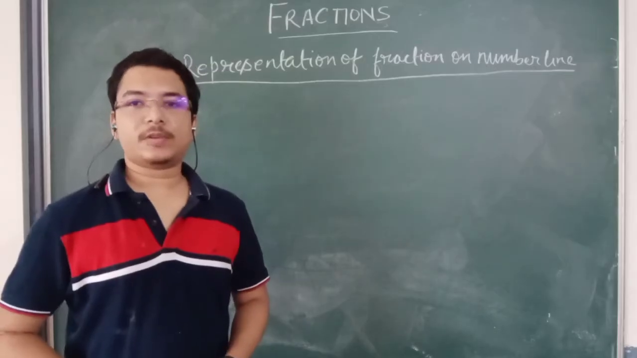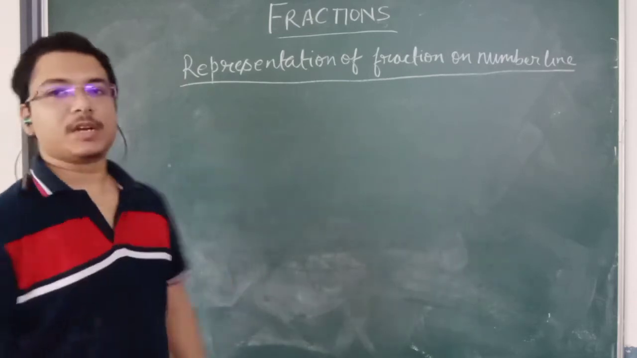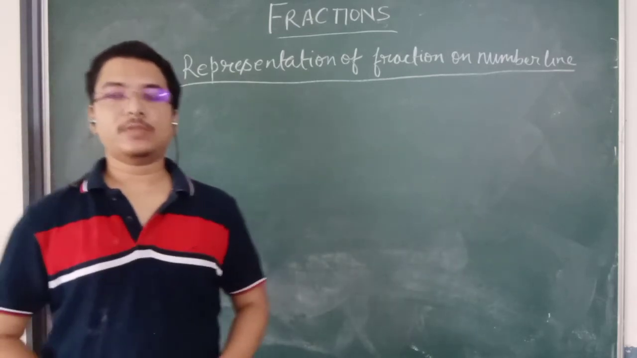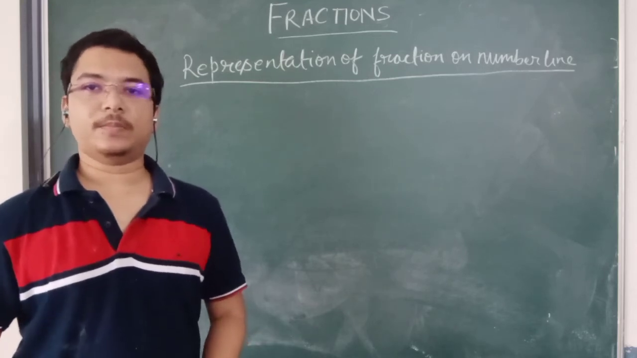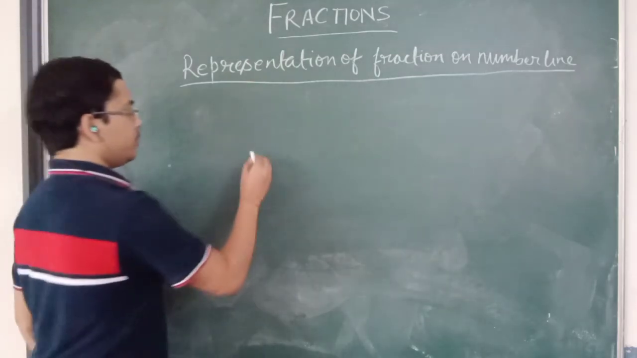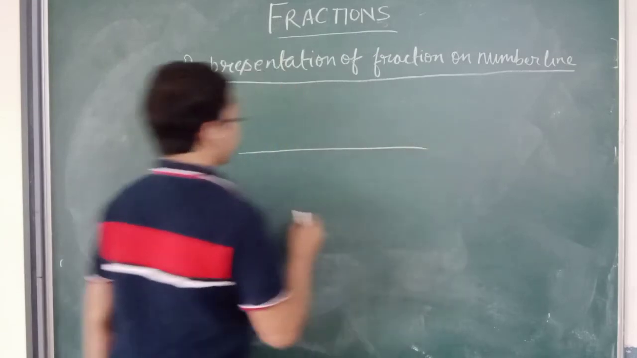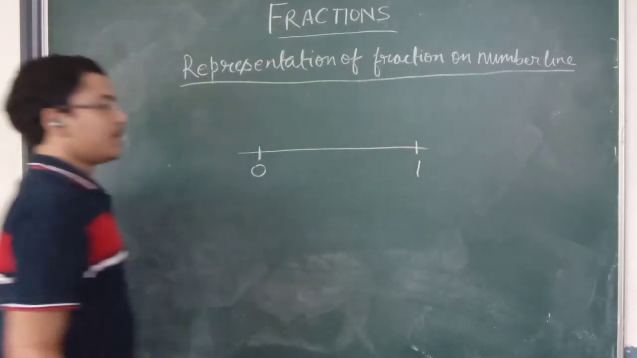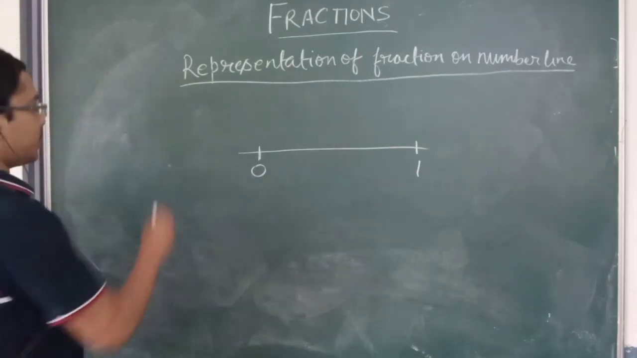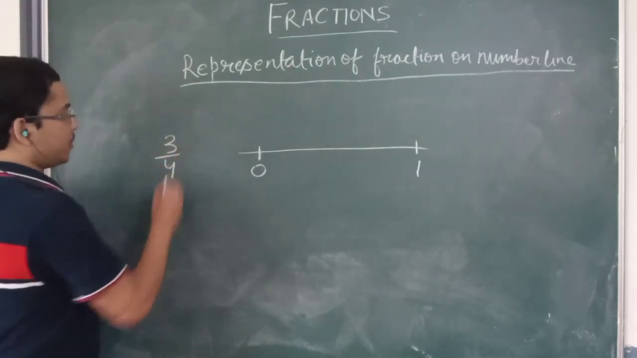The next topic of our discussion is representation of fractions on a number line. Always remember that a proper fraction lies between 0 and 1. So let us draw the number line between 0 and 1. On the left hand side we will put 0, and on the right hand side we will put 1. And let us represent the fraction 3 by 4 on the number line.